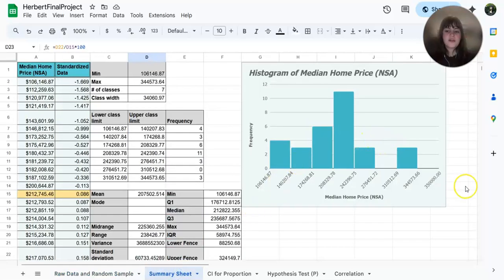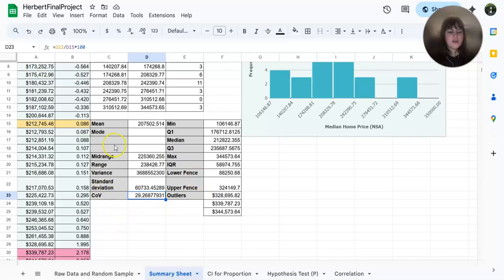Next, I did a summary sheet on the median home prices dataset. To construct a frequency distribution, I used 7 classes and derived a class width of 34,060.97. I plotted a histogram of the results on the right, and you can see that this shape here is a bit deceptively bell-shaped, but I would actually argue that it's more left-skewed with a few outliers at that 344,000 mark. And the second table here shows the associated frequency distribution.